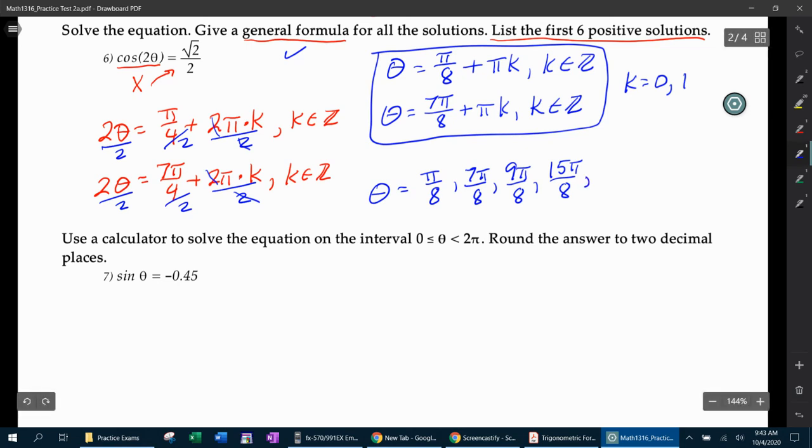And then guess what k is going to be next? 2, and then we'll be through. Okay, so pi over 8 plus 2 pi, that would be 16 plus 1 would be 17 pi over 8. And 7 pi over 8 plus 2 pi, again, would be 16 plus 7 would be 23 pi over 8.